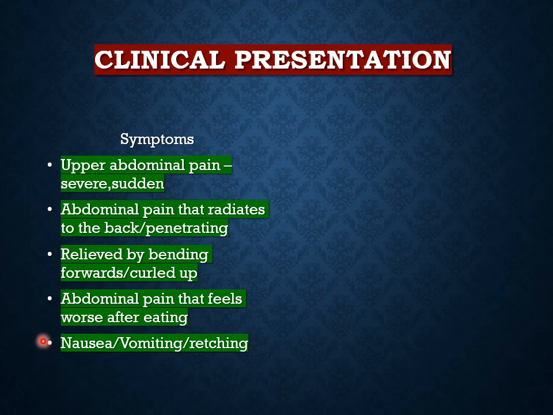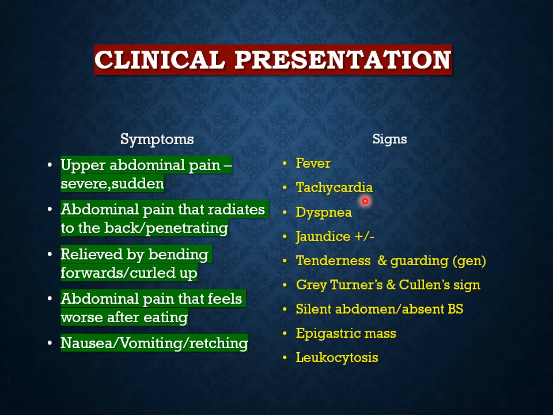So the pain and vomiting are very important abdominal symptoms. Next, the signs. Due to the inflammation, there can be fever, usually tachycardia, dyspnea, jaundice, tenderness, Grey Turner and Cullen signs, and a silent abdomen. Silent abdomen means that on auscultation, there are hardly any bowel sounds, and there's also leukocytosis. The tenderness, and sometimes guarding, is maximum around the area of the umbilicus and epigastric region.